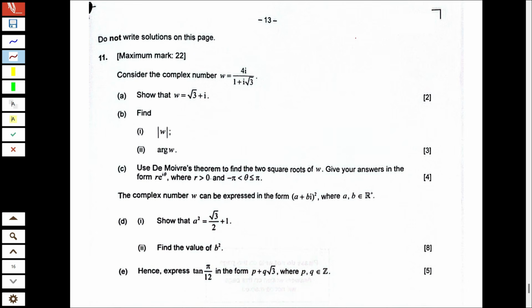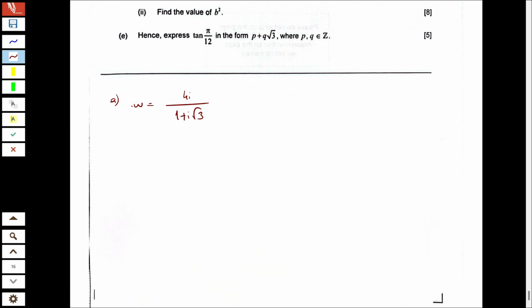Question 11. Consider the complex number w equals i divided by 1 plus i square root of 3. Show that w equals square root of 3 plus i. Okay. Now we're going to make the denominator a real number. To do that, I will multiply the denominator with its conjugate. This is 1 minus i times square root of 3. Yeah, I multiply the fraction with this expression.